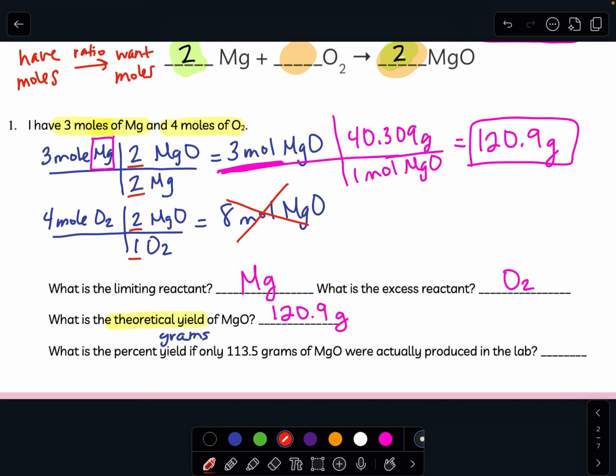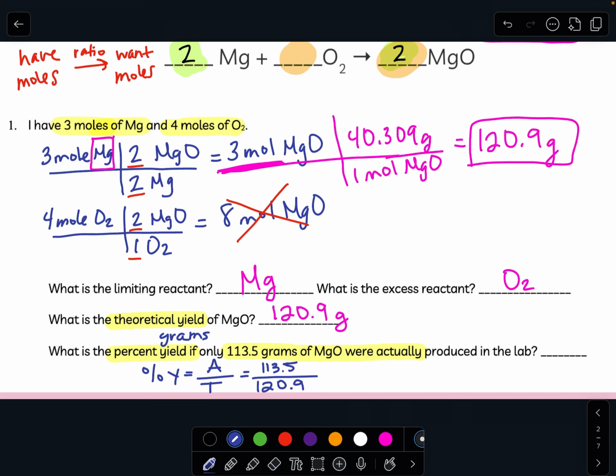The last part of the question asks us to find our percent yield. So percent yield is a formula, and you can find this formula on your purple sheet. I like to remember it as A over T, or AT. So that's the actual amount that's produced divided by the theoretical amount. For this problem, it tells us that 113.5 grams were actually produced. So that's going to go in the A spot. And then my theoretical amount is that 120.9.